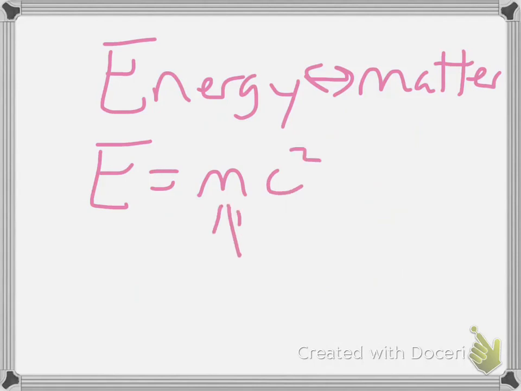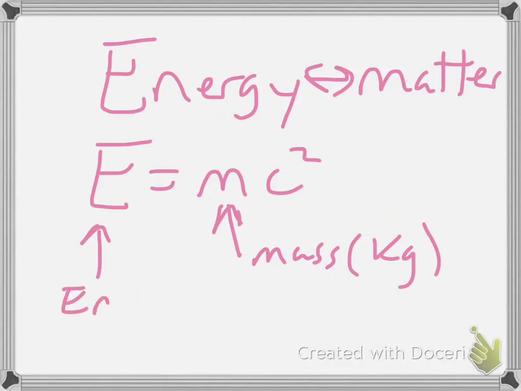Okay? This is the mass in kilograms of the matter, and this is the energy in joules they can be converted into. Okay, and this is the speed of light squared.